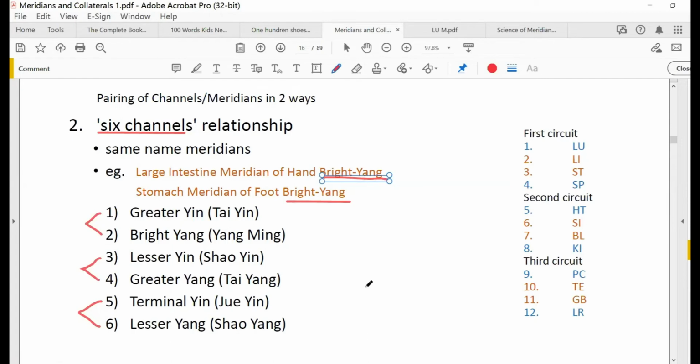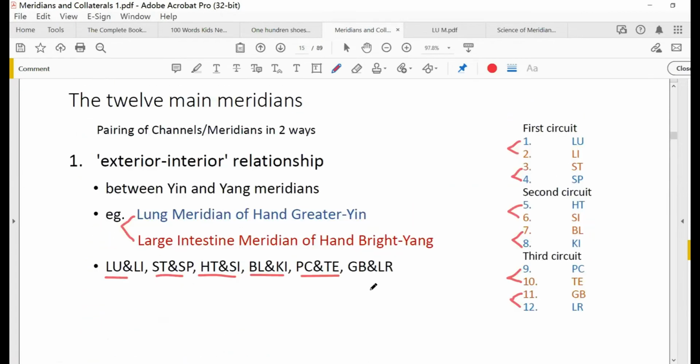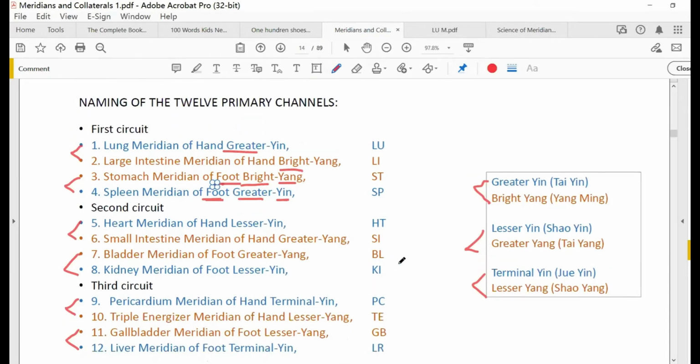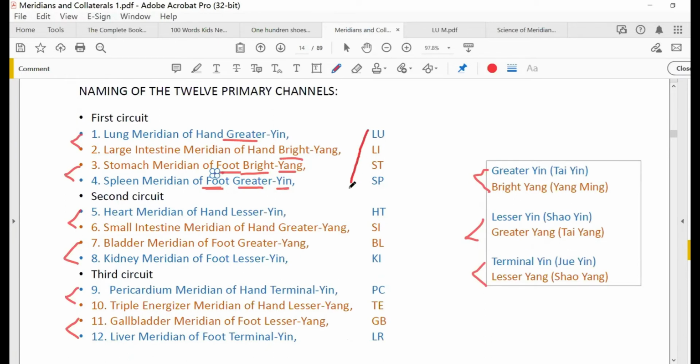And for meridians and collaterals, you need to remember the 4 names. And their last name. Last name, right? Greater Yin, bright Yang. Okay. I will give you like 10 minutes. First, remember this part. You can remember in like the first circuit, second circuit, third circuit. After you remember this, you can try to remember their 4 names.